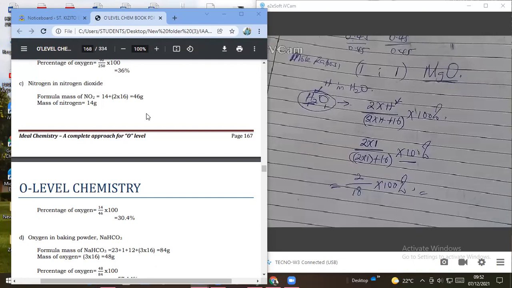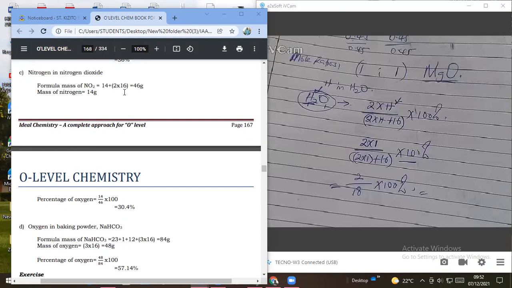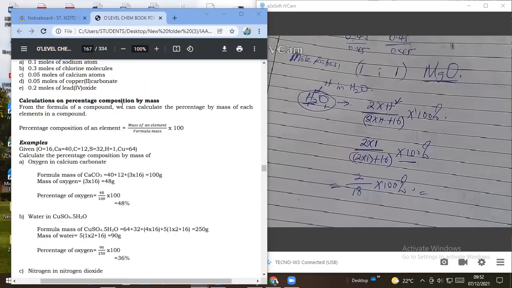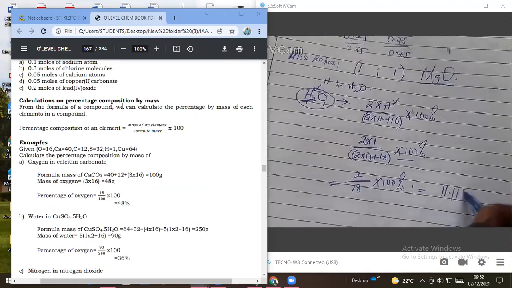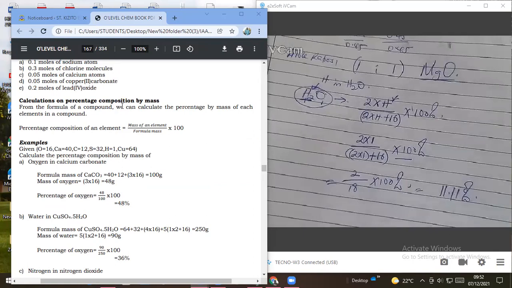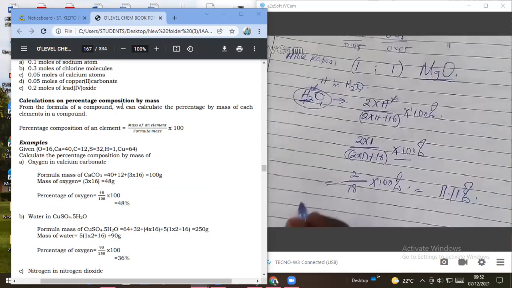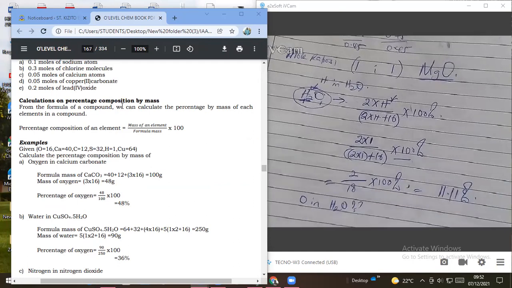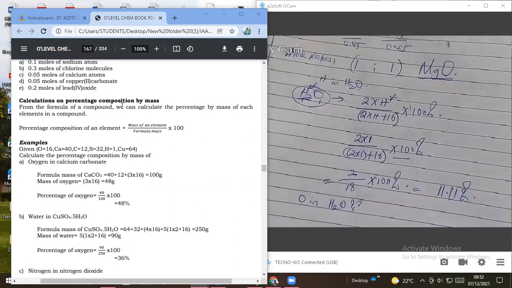2 out of 18 divided by 18 times 100, what do you get? 11.1. 11.11%. What is the percentage of oxygen in water?